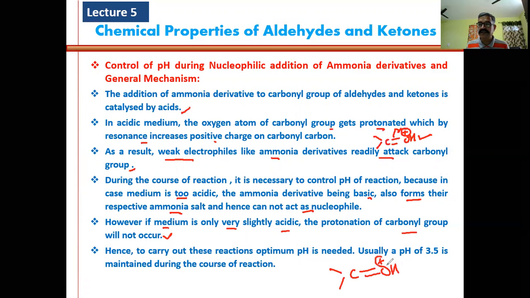So as to increase the positive charge on carbon. When positive charge comes on oxygen, it will withdraw the pi electron more strongly from the carbonyl carbon and make it more positive, so that even a big nucleophile like ammonia derivative can attack the carbonyl carbon. That is why we want protonation of the carbonyl group.